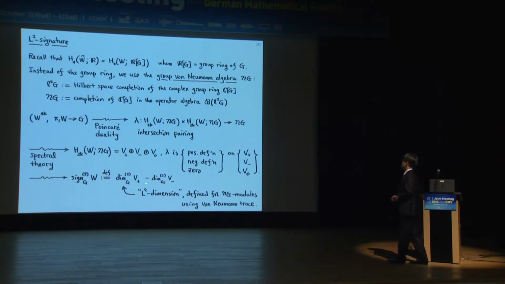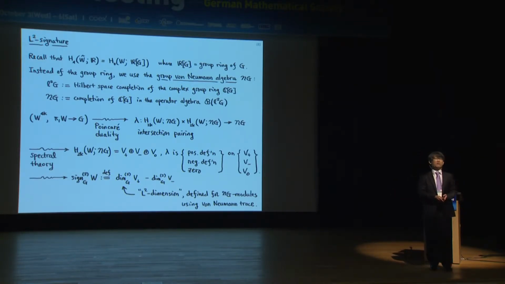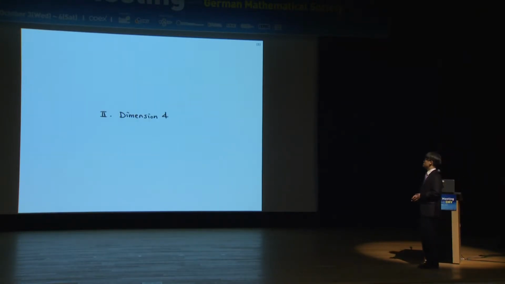And then now we can consider the so-called L2 dimension, which is defined for any modules over the group von Neumann algebra. This is defined using the von Neumann trace on the operator algebra, so that we can define the signature in a similar way. So this is the L2 generalization of the Hirzebruch signature defect, which is much more general.